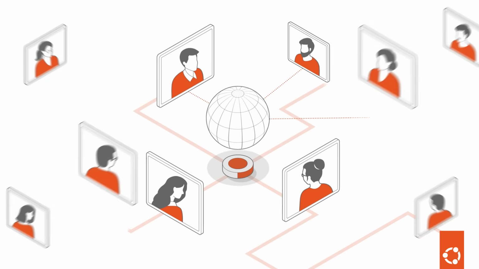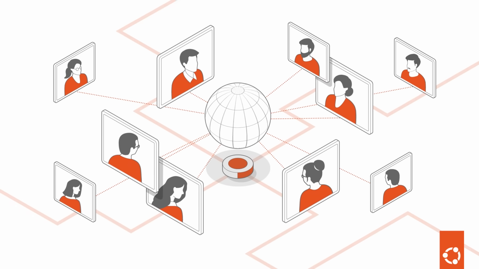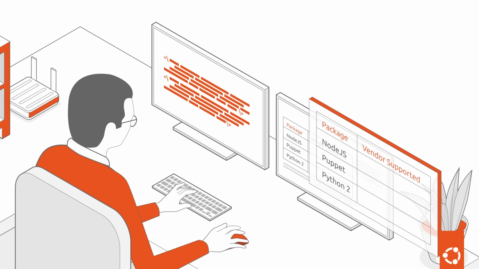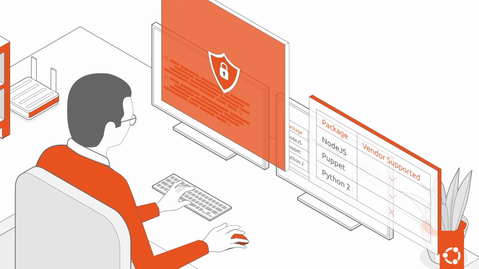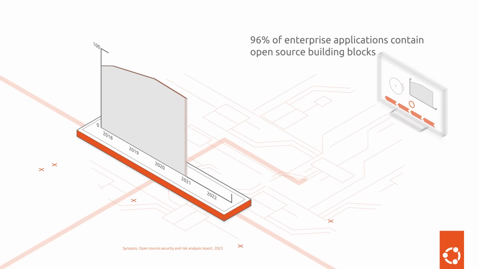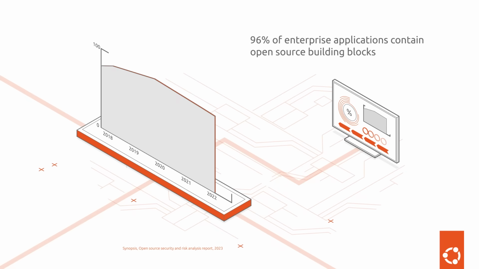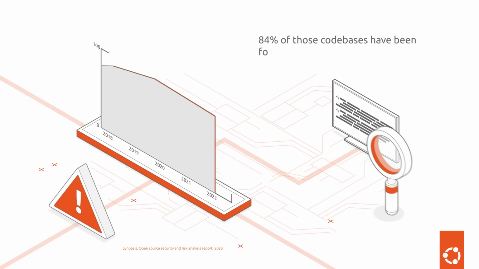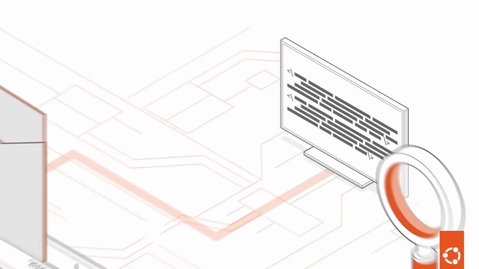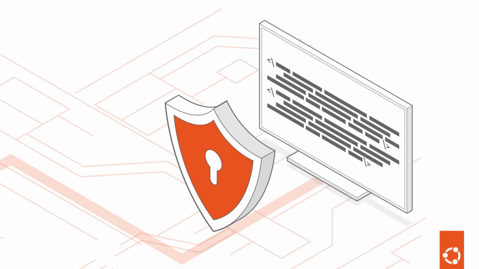Open source projects engage thousands of contributors who develop software that is used by millions. These development ecosystems are transparent by design, but also highly fragmented, making security vulnerabilities and dependencies difficult to trace and maintain. 96% of enterprise codebases contain open source, and according to research, 84% of these codebases have at least one vulnerability. Organizations need a secure way to consume open source software.